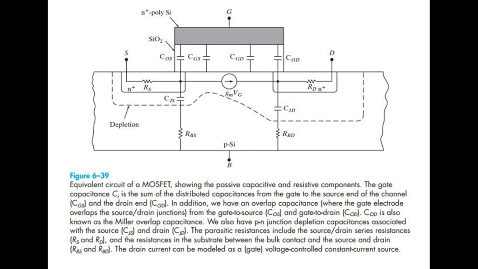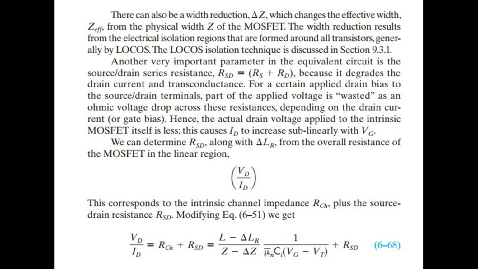The parasitic resistances include the source/drain series resistances, and the resistances in the substrate between the bulk contact and the source and drain. The drain current can be modeled as a gate voltage controlled constant current source. There can also be a width reduction, ΔZ, which changes the effective width, Z_eff, from the physical width Z of the MOSFET. The width reduction results from the electrical isolation regions that are formed around all transistors, generally by LOCOS. The LOCOS isolation technique is discussed in section 9.3.1.